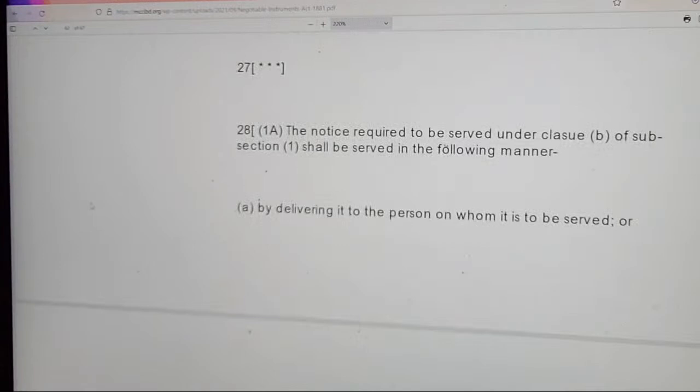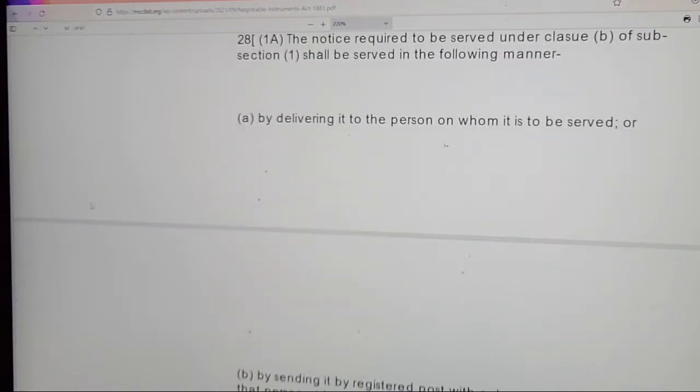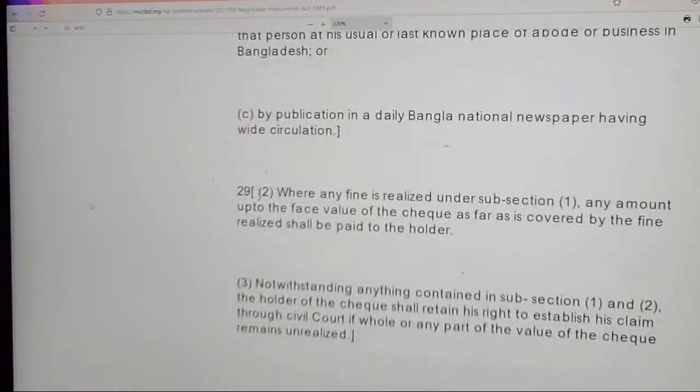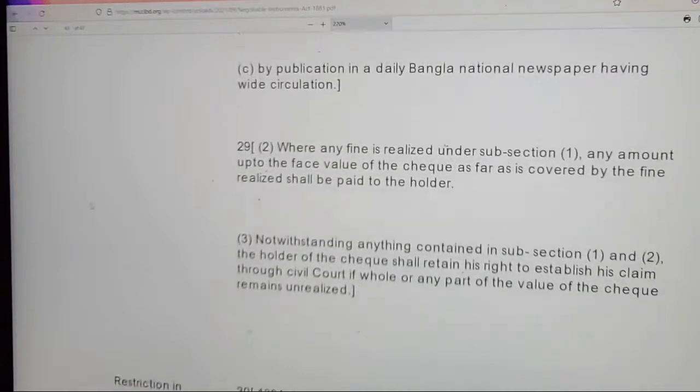27 is blank. 28, the notice required to be served under Clause B of subsection 1 shall be served in the following manner: A, by delivering it to the person on whom it is to be served, or B, by sending it by registered post with acknowledgement due to that person at his usual or last known place of abode or business in Bangladesh, or C, by publication in a daily Bangla national newspaper having wide circulation.